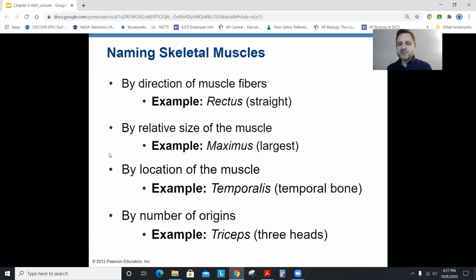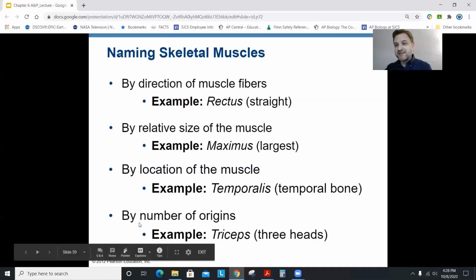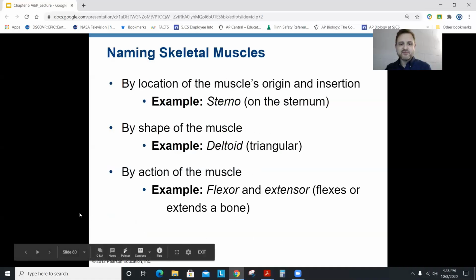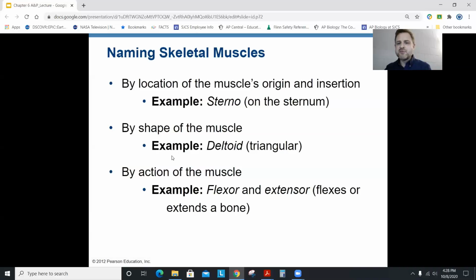The number of origins, so sometimes muscles could attach to a bone in more than one spot. The biceps has 2 origins, there's 2 heads of that muscle. The triceps have 3 origins, there's 3 heads of that muscle. The name might indicate that, bi versus tri. The location: a muscle that has sterno in it probably attaches to your sternum. The shape: the deltoid muscle of your shoulder is shaped kind of like a triangle, a delta shape.